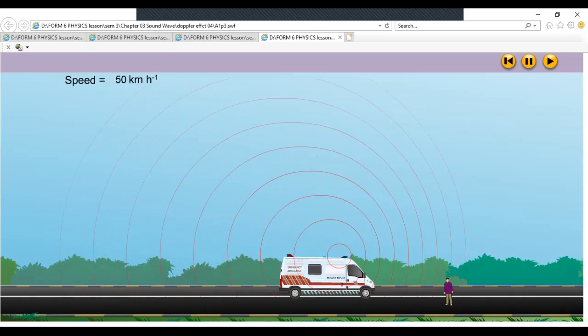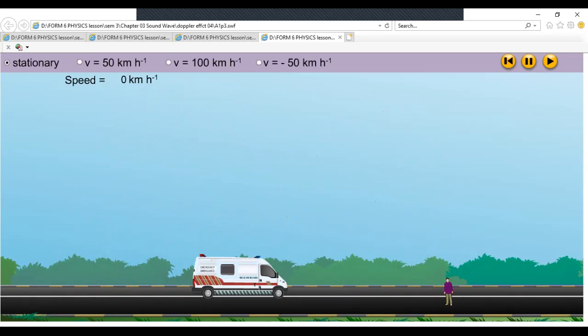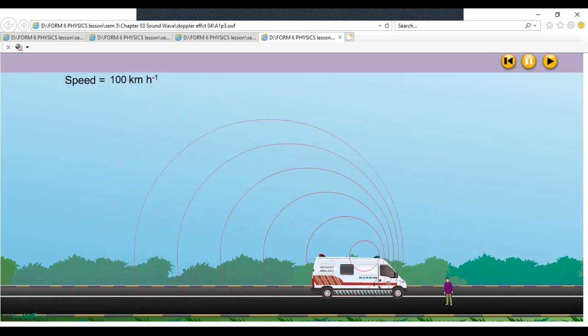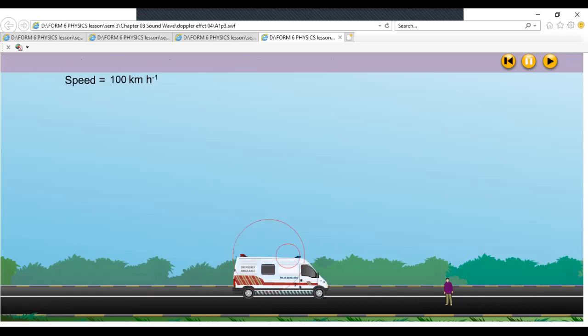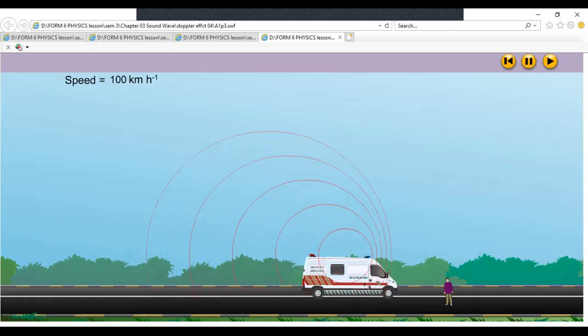We notice that the frequency of the sound heard by the observer will become higher. Why? Because the wavelength reduces, the frequency increases. Now, if the ambulance with the siren moves at 100 km per hour, the observer will hear the sound much higher. The frequency is higher than previously. We notice that the distance between the wavefronts is very, very short. Meanwhile, the frequency is very high.